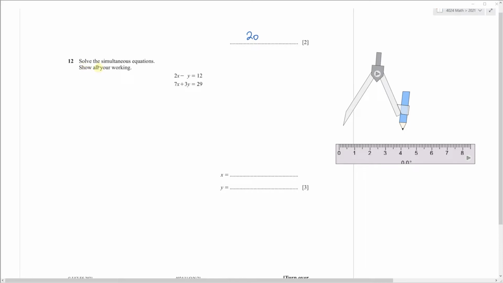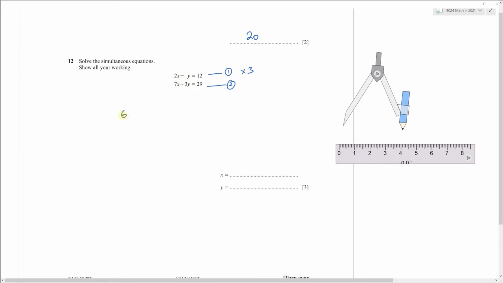Question number 12 is, solve the simultaneous equations and show all your work. So you have these two equations. I will use the elimination method here. So I have this equation number 1. This is equation number 2. So I have 3y here and minus y here. So if I multiply this by 3, let's rewrite this equation after I have multiplied by 3.